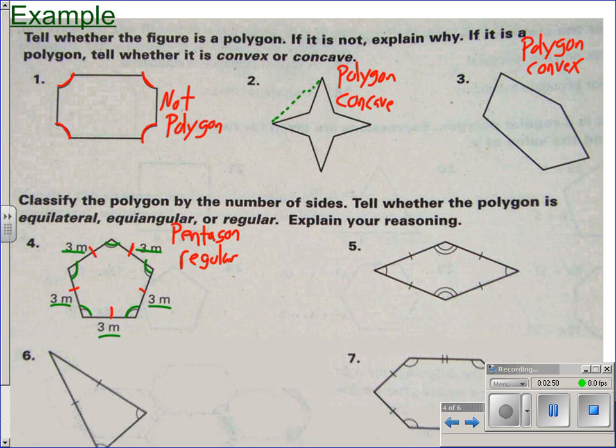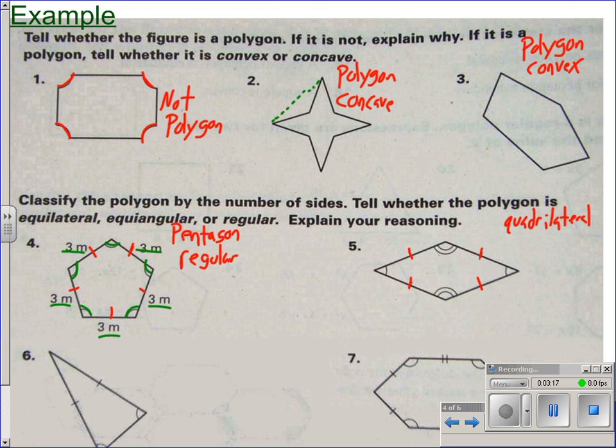All right, number 5, you can look at the picture. There's 4 sides. So this is called a quadrilateral. Now, some of you may know some different types of quadrilaterals and can recognize this one. It's actually called a rhombus. That is a specific type of quadrilateral. The question just says, classify the polygon by the number of sides. There's 4 sides, quadrilateral.